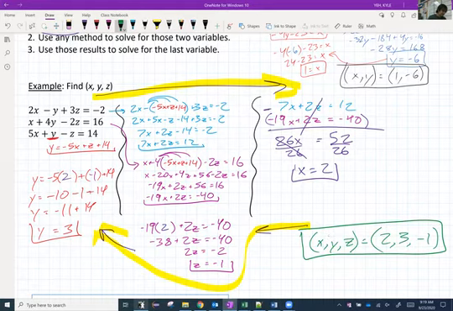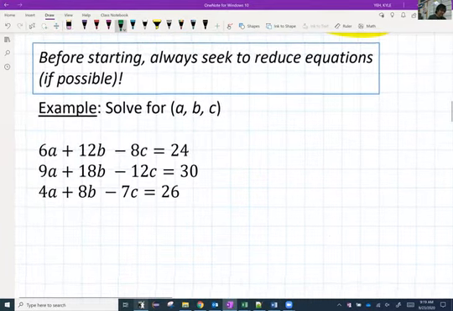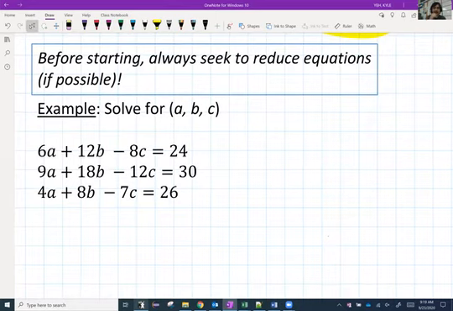Okay. Couple other variations. Now, I have a note here that says before starting, always seek to reduce your equations if possible. If there's something we can divide out of all of them, yeah, let's make our lives easier, the numbers smaller. So we've got these 3 equations. We're solving for a, b, and c. And so here's what I'm looking at. Before I start my columns, I'm gonna say, it looks like I can divide 2 out of each of those. They're all even numbers. So I'm gonna reduce this equation to make my numbers easier to work with.